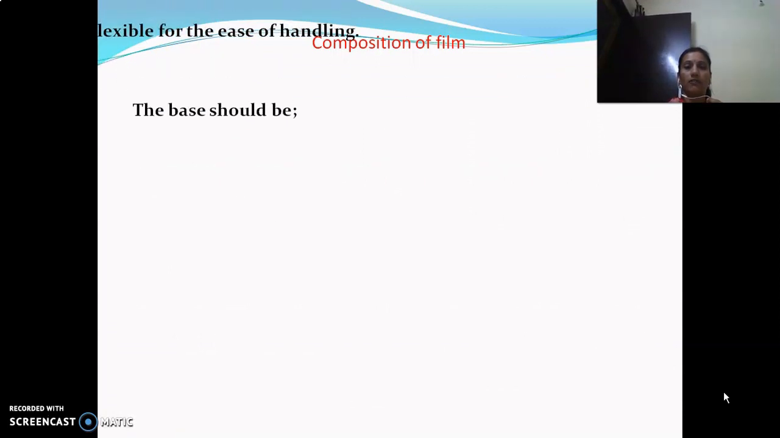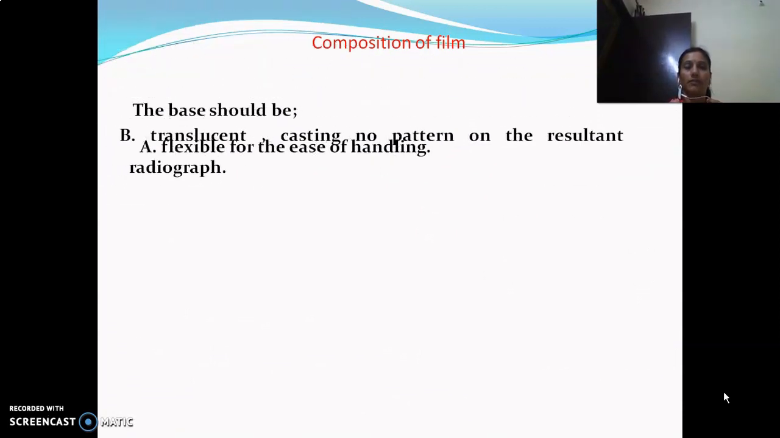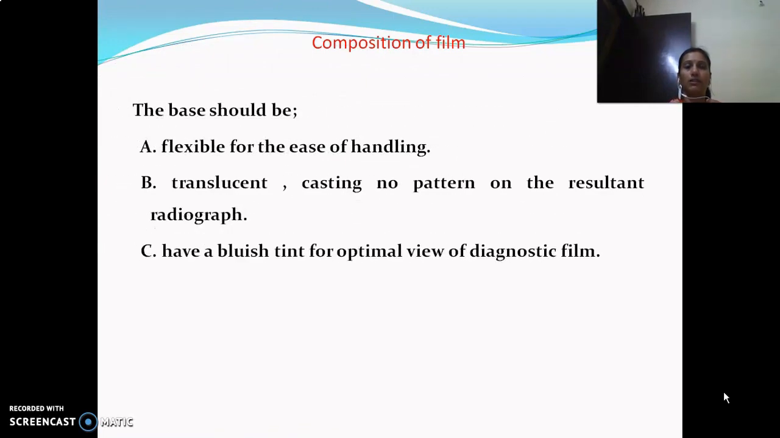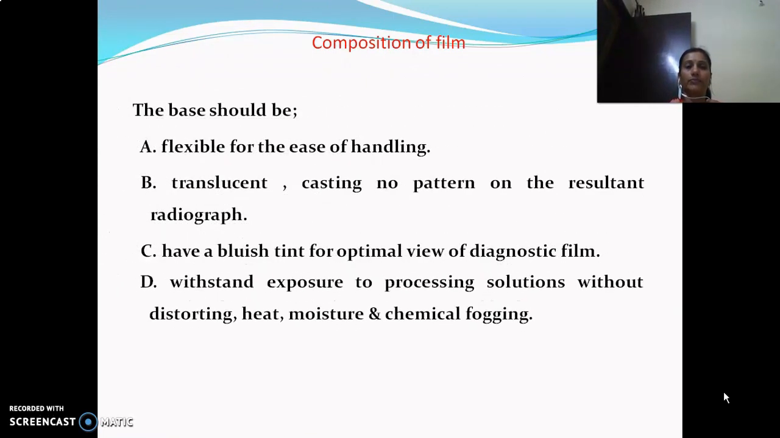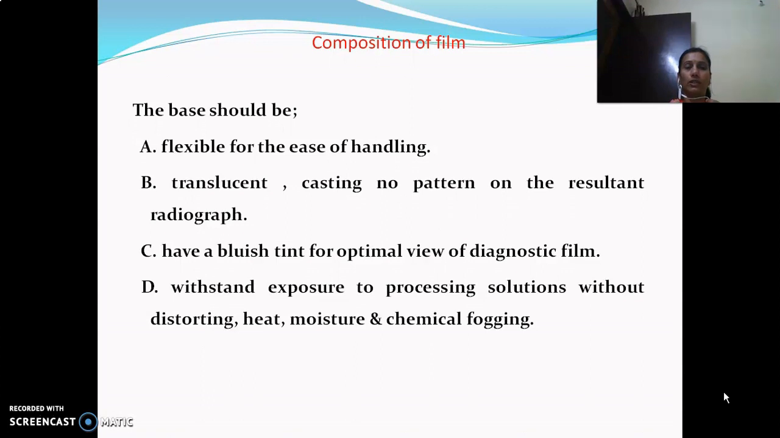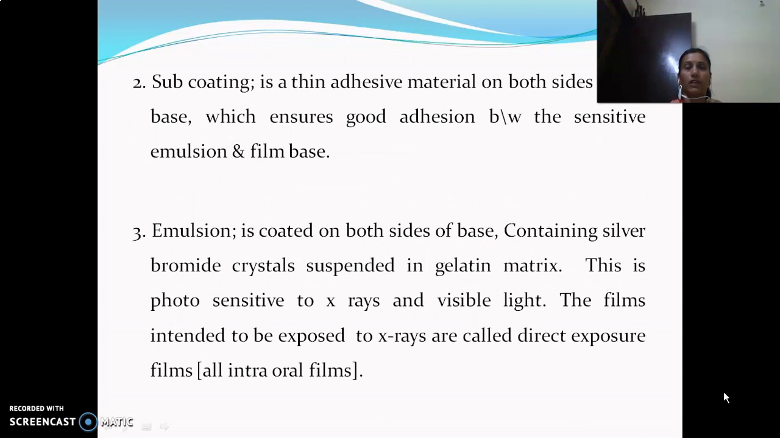Coming to the requirements of the base. The base should be flexible for ease of handling. It should be translucent, casting no pattern on the resultant radiograph. It should have a bluish tint for optimal view of diagnostic film. It should be able to withstand exposure to processing solution without distorting, heat, moisture and chemical fogging.